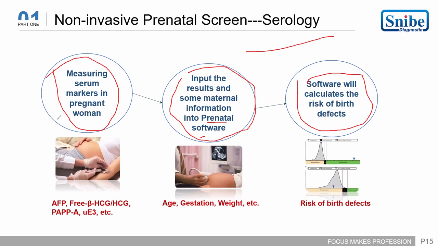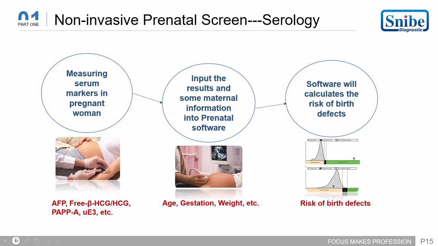For measuring serum markers, available from the platform and analyzers, we have alpha fetoprotein, free beta HCG, total beta HCG, PAPP-A, uE3, etc. Along with that, the software needs age, gestational weeks, weight, and more information, which helps in the risk assessment of the fetus and the birth defect risk analysis.